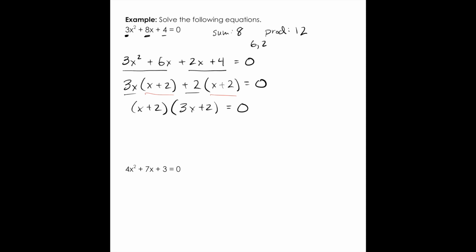Now that my equation is in factored form and it's equal to 0, I can use the null factor law or the zero product property and split this up and say x plus 2 is equal to 0. So therefore x is negative 2, or 3x plus 2 is equal to 0. So 3x is equal to negative 2, so x is equal to negative 2 over 3. And so those are the two solutions to that equation.